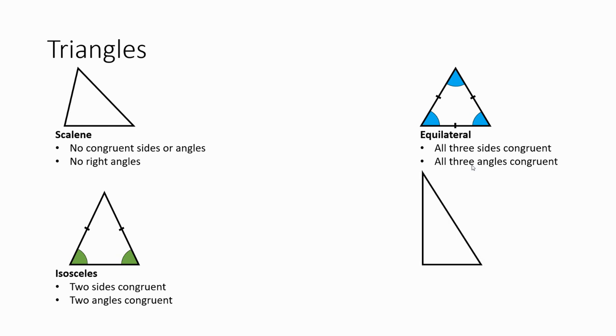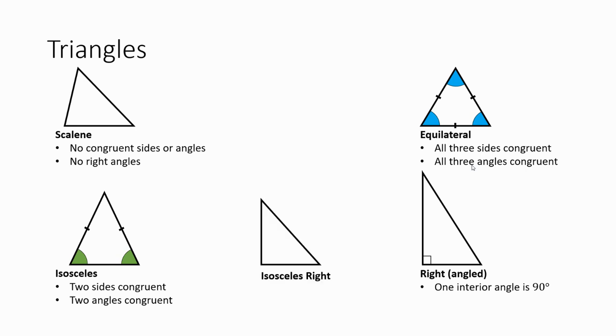If one of the angles is 90 degrees, then it is a right triangle or a right-angled triangle. One interior angle is 90 degrees. That's all it needs. It's a right triangle. But we have one combination here that's possible. If we have a right triangle that is also isosceles, then it is an isosceles right triangle, with one interior angle being 90 degrees and two congruent sides and two congruent angles.